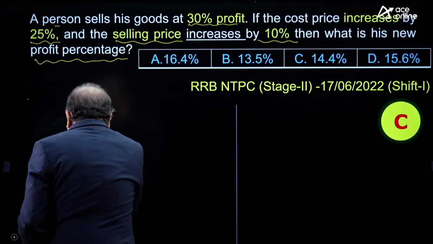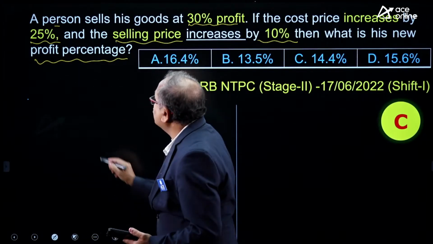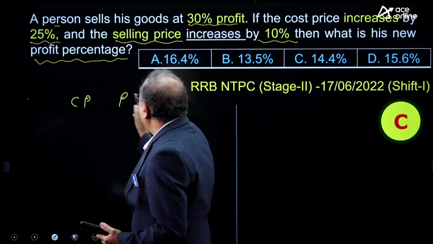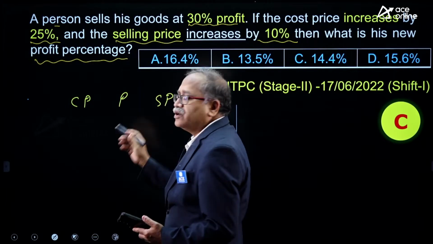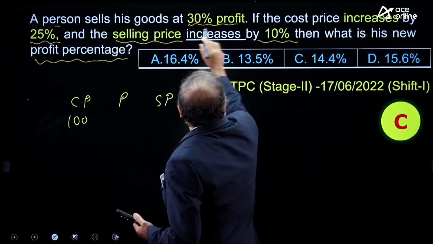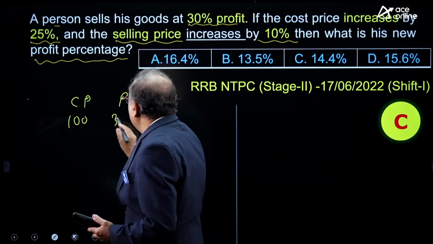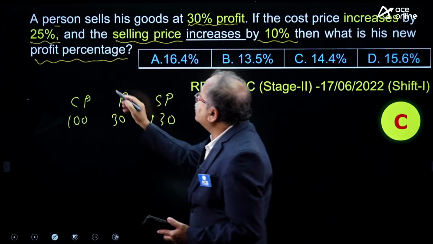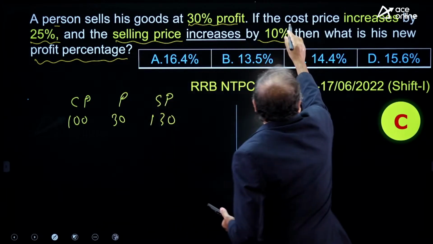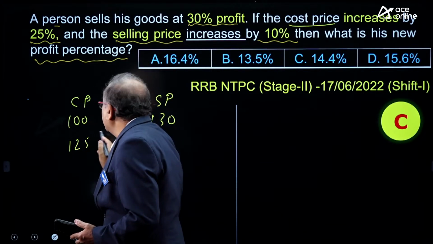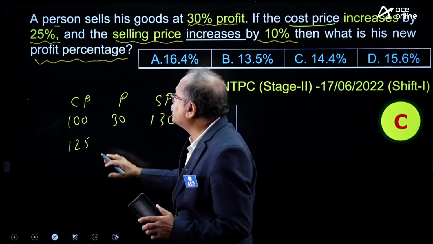So what you might have done over here is you have taken the CP over here, the profit over here, and the selling price over here. We don't actually write this one. If the CP is 100, then the profit is 30, which means SP is 130. Then you will go for the cost price increased by 25%. It has become 125. It is an easy method actually.